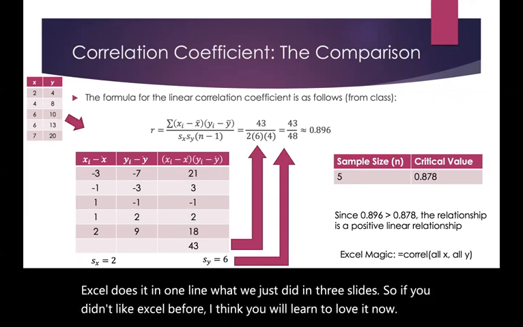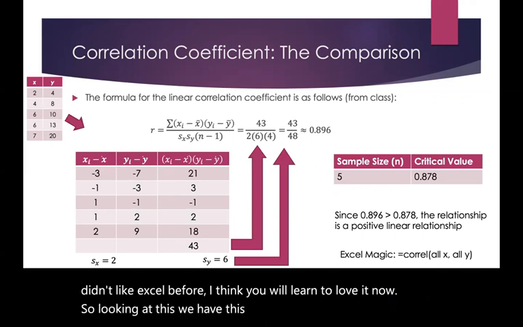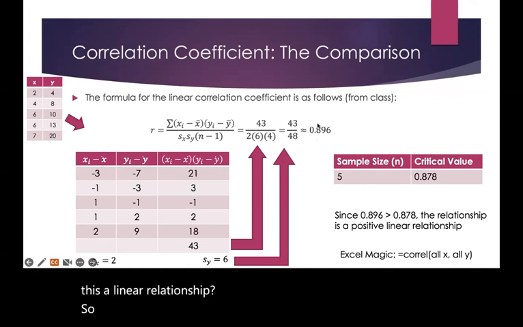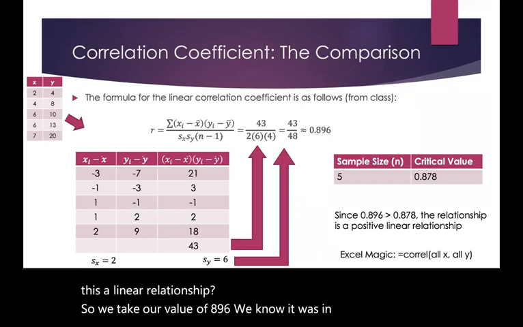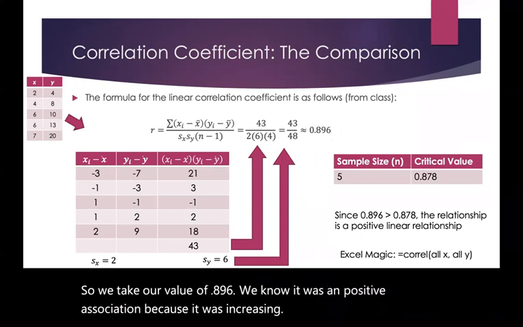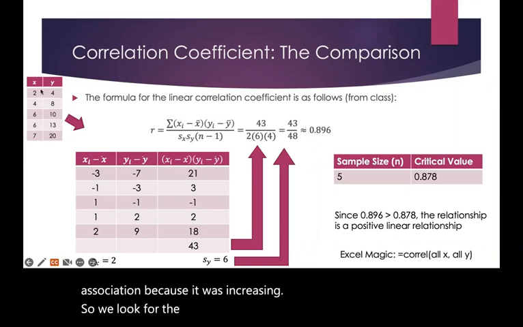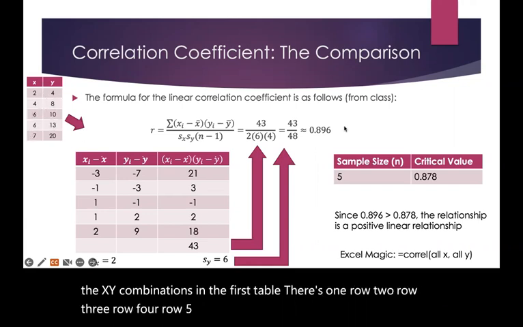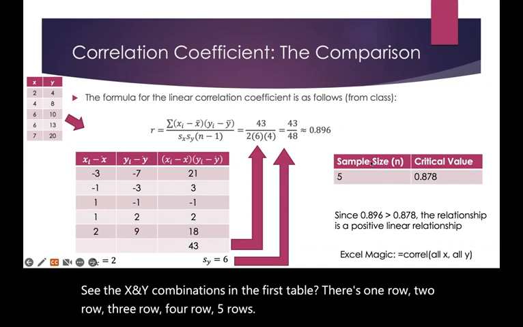So looking at this, we have this value. Now we have to ask, okay, is this a linear relationship? So we take our value of 0.896. We know it was in positive association because it was increasing. So we look for the sample size. We had 5 data points, right? See the X and Y combinations in the first table? There's 1 row, 2 row, 3 row, 4 row, 5 rows. And because of that, our sample size N is 5.